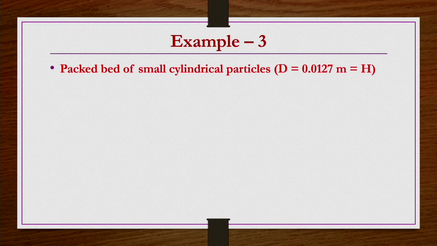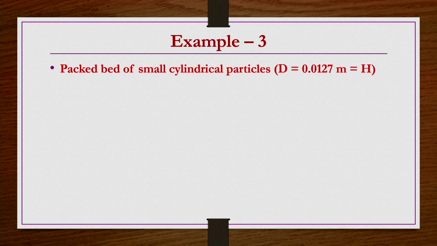Now, we take one more example problem. Let us take a packed bed of small cylindrical particles. In the previous two problems we have taken spherical particles. In one case all particles were the same size, but in the second problem all particles were spherical in shape but there were mixtures of different sizes, like 25, 50 and 75 mm. So, now here we are taking small particles in this example problem.